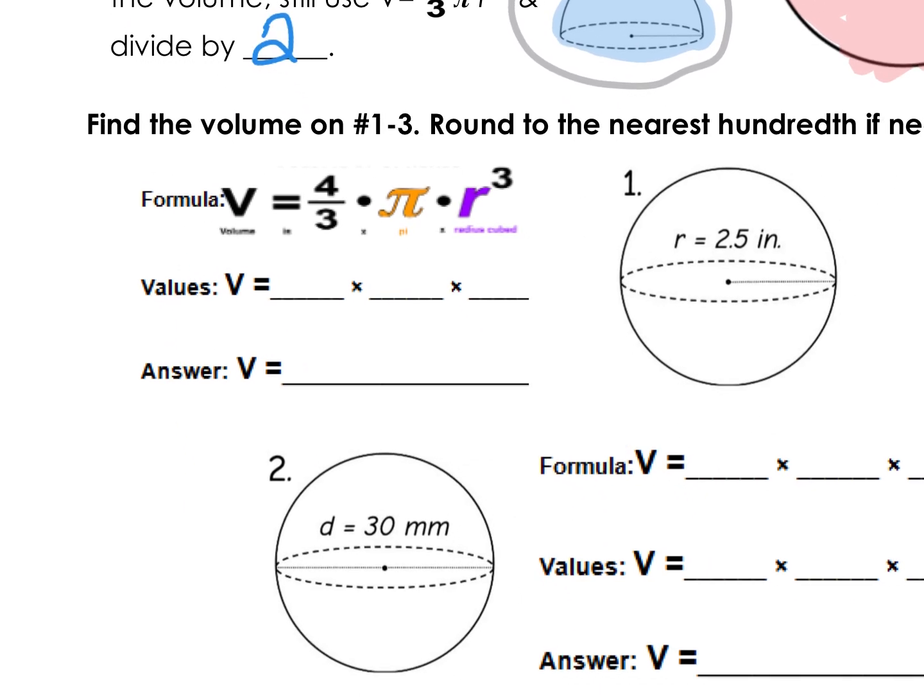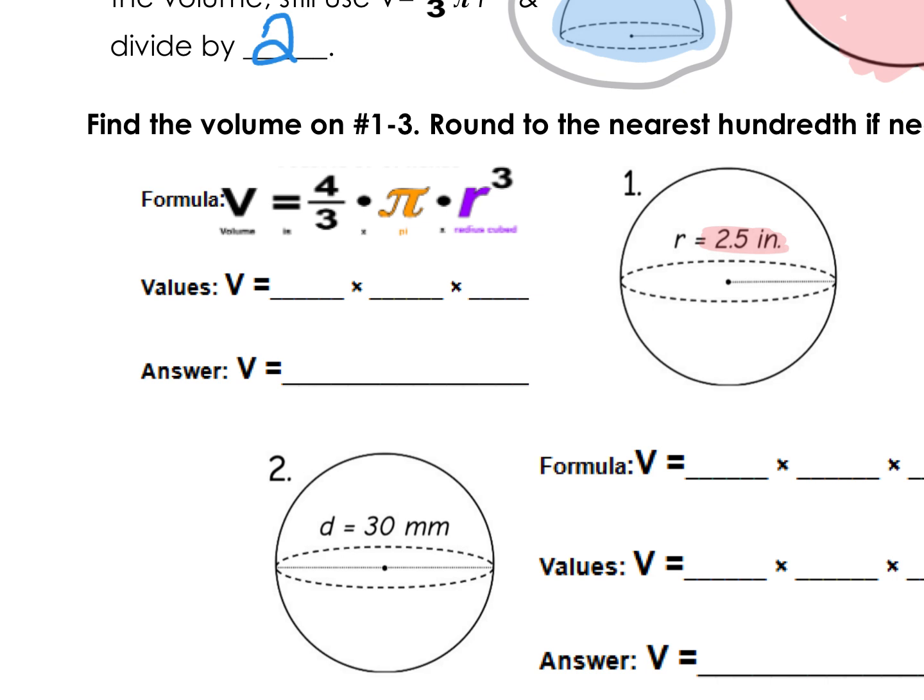So here is our first example. We put the formula up here for you. The only thing that we need to know from this sphere is what is the radius. And great thing, they gave it to us right here. So we've already identified the r. That's the only thing that we need to identify here. So now I'm going to plug this into the formula.